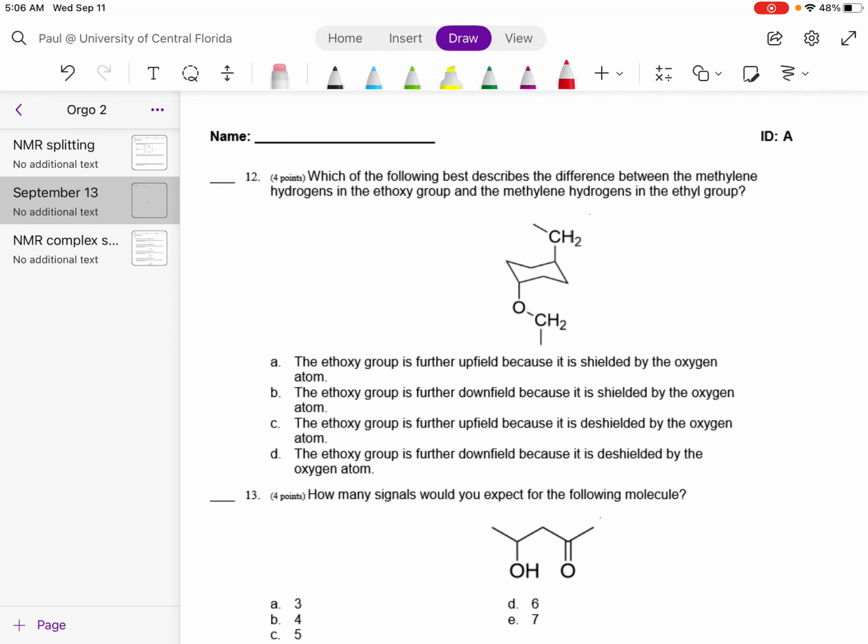Which of the following best describes the difference between the methylene hydrogens? So those. Wait. Let's see. It's saying the methylene hydrogens in the ethoxy group, and the methylene hydrogens in the ethyl group. So we're comparing those two. Which best describes those? And the answer is D. The ethoxy group is further downfield because it is de-shielded by the oxygen atom. Yes, it's further downfield from the methylene right here because of that oxygen.